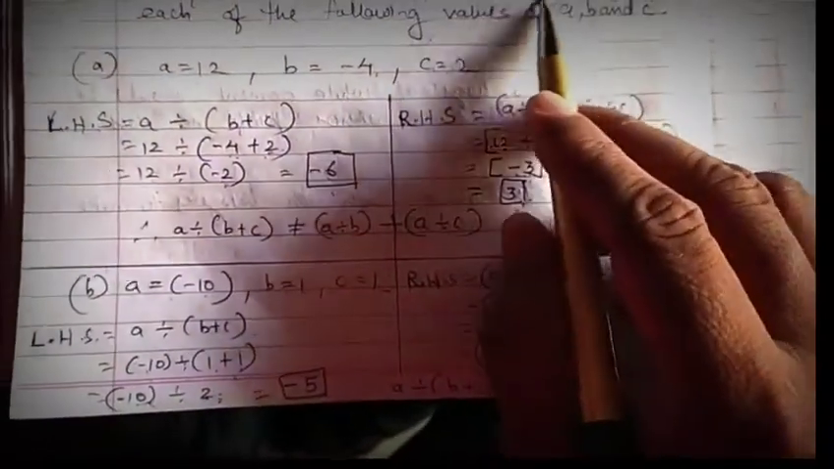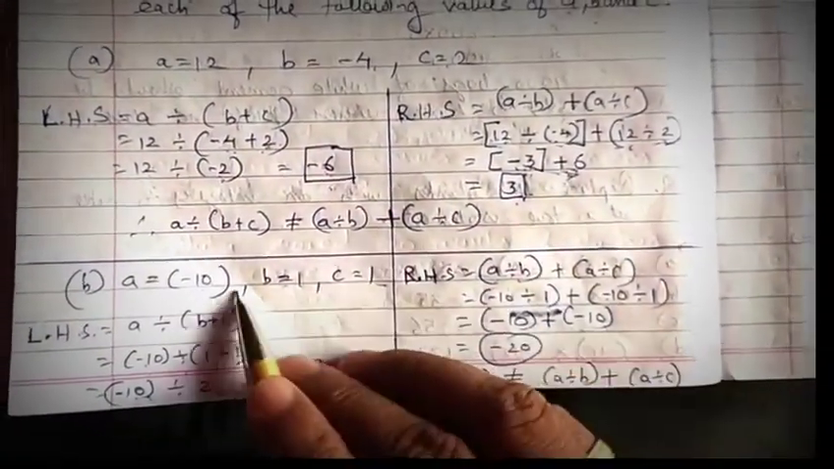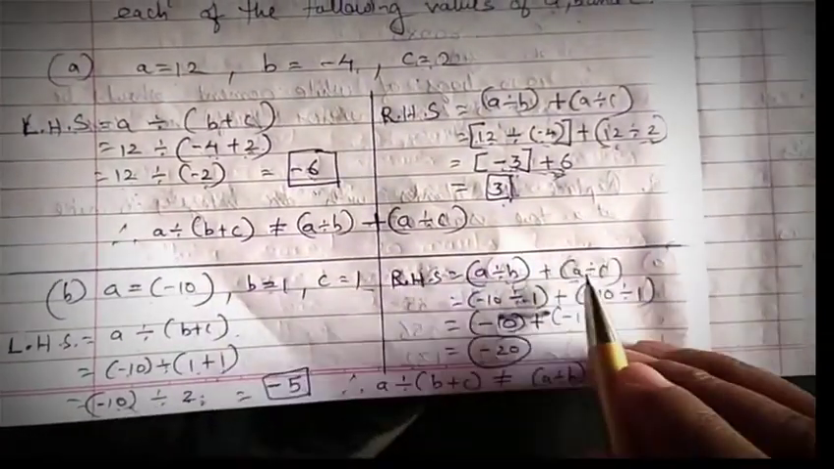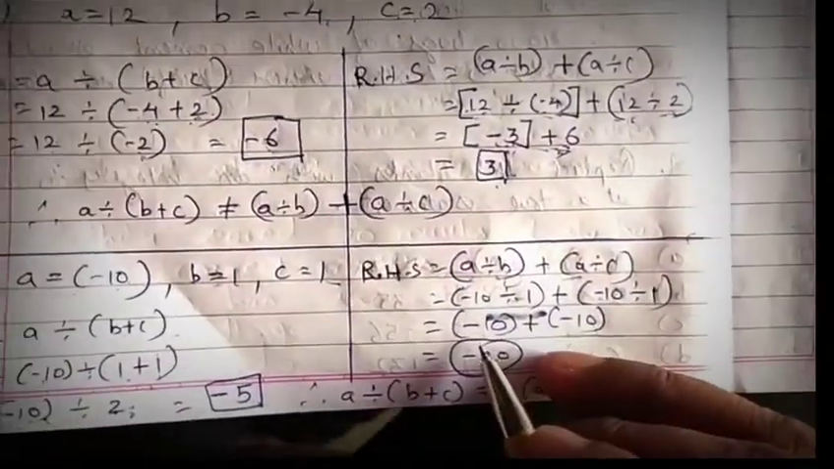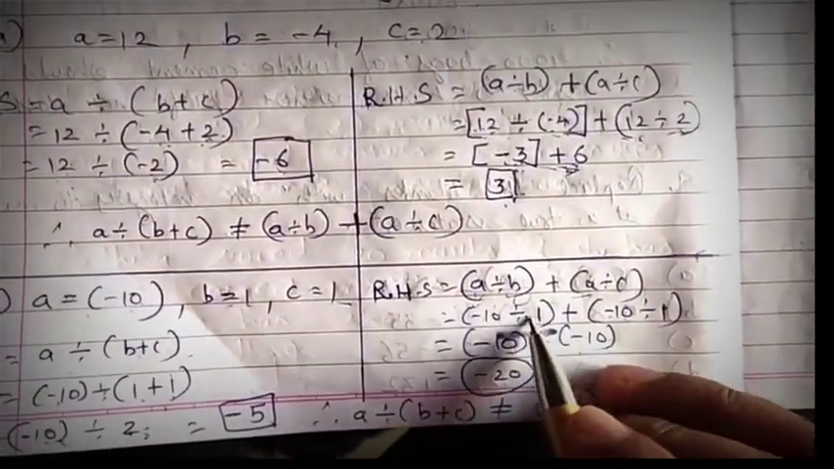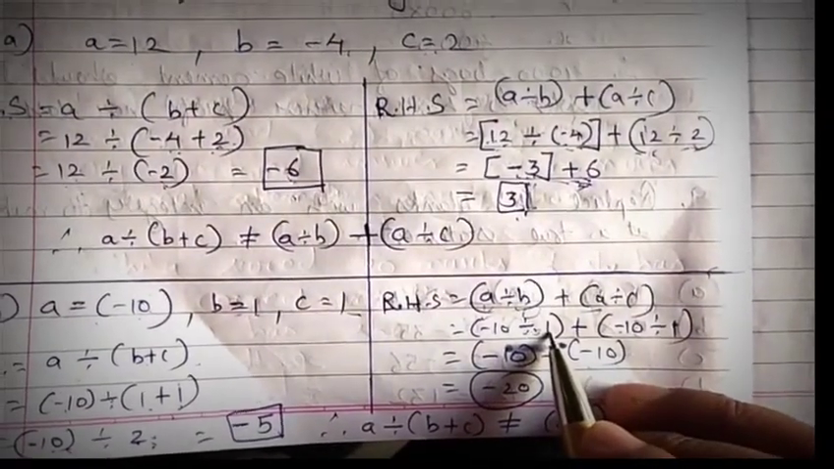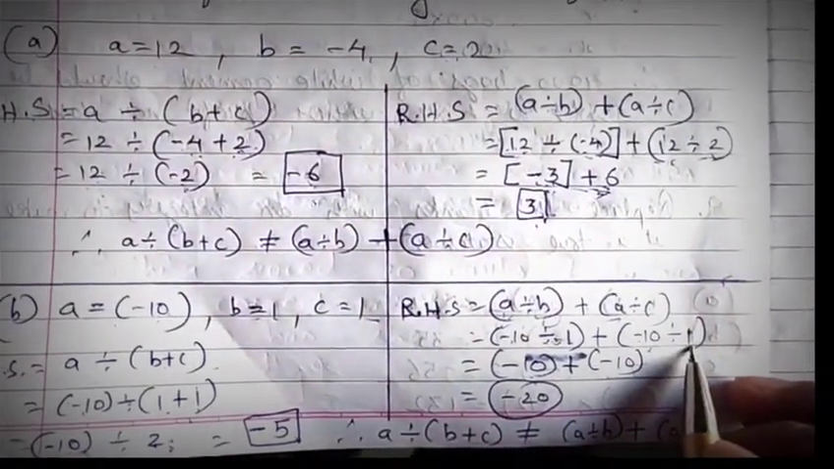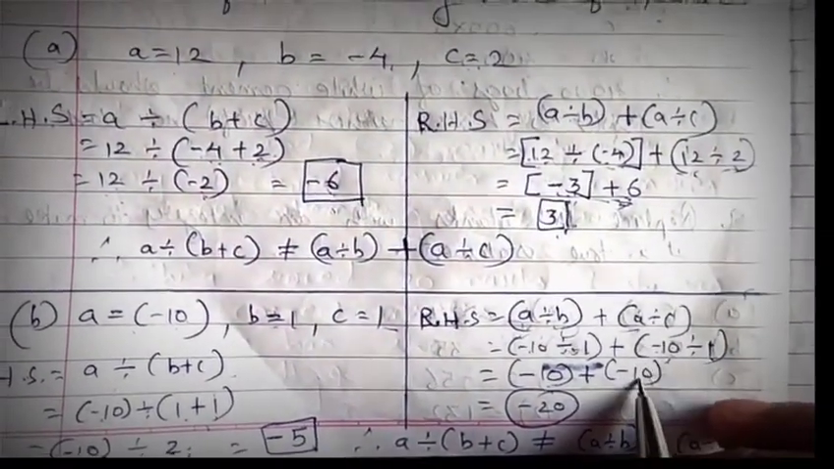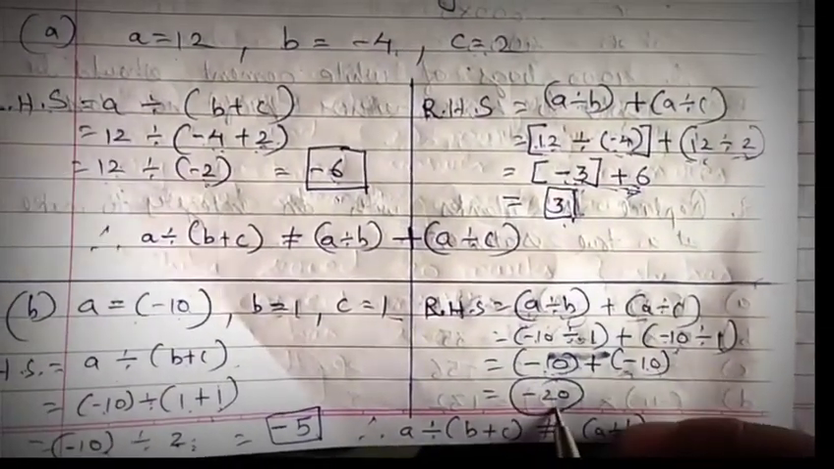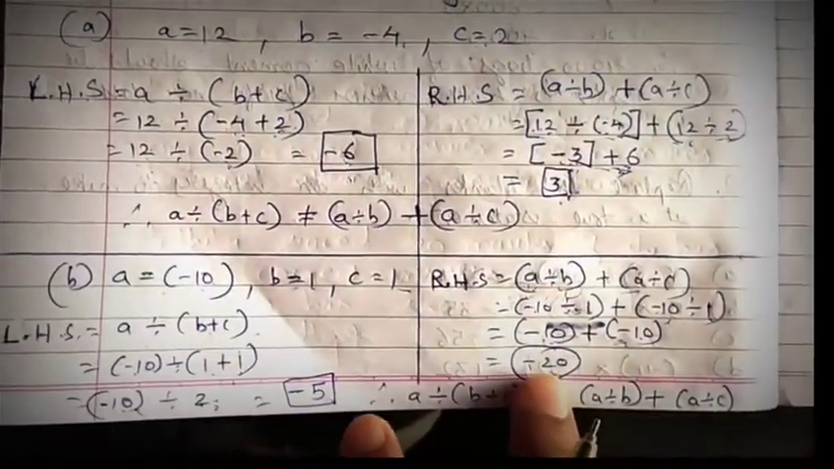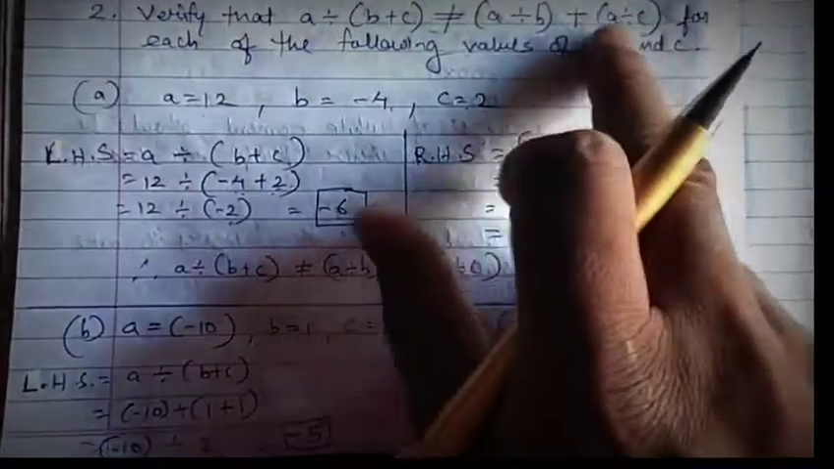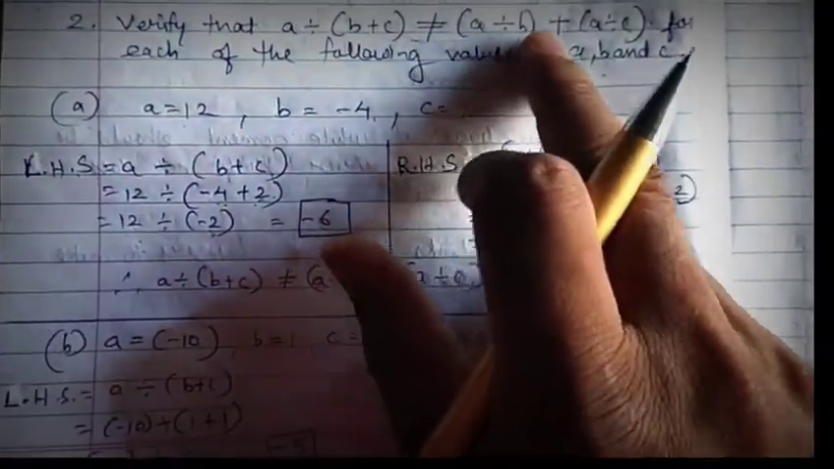A divides B plus A divides C. Now in place of A you have to write this value -10. In place of B you have to write 1. In place of A you have to write -10. In place of C you have to write 1. Now here -10 divides 1. As I told you, any number divided by 1 you will get the same value. So -10 as it is. Here -10 divide 1, again any number divided by 1 you will get the same value. So -10 as it is. Now minus you have to add. So minus add, but sign of minus only. Now dear student, here right hand side is -20 and left hand side is -5. Both sides are not equal. So we verified the condition, that is A divide B plus C not equal to A divide B plus A divide C.